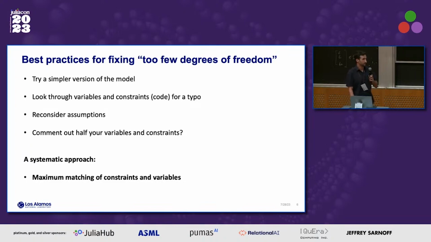Reconsider all of your assumptions, comment out half your variables and constraints, see if that helps you narrow down where the problem is. But for the types of errors that I'm talking about here, so singularities and degree of freedom issues, there's actually a systematic approach that you can take, which is to compute a maximum matching of your variables and constraints. And that can tell you where a structural singularity is or why you have a different number of degrees of freedom than you expect.